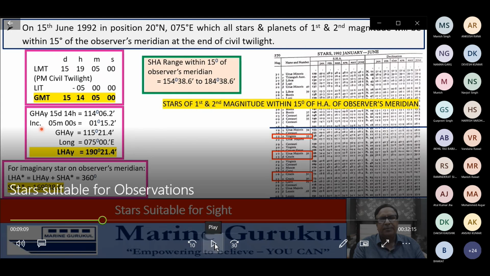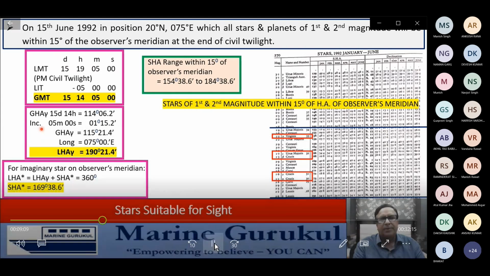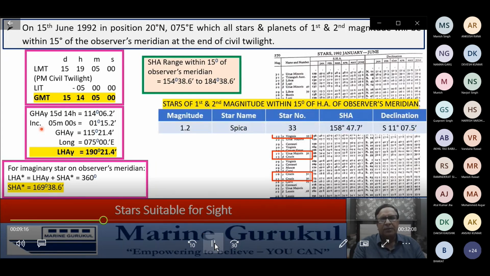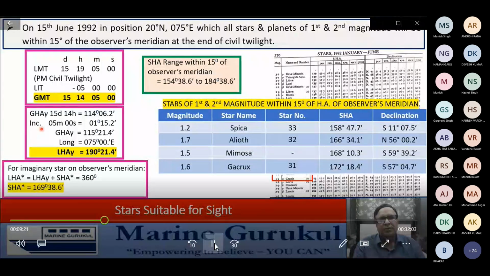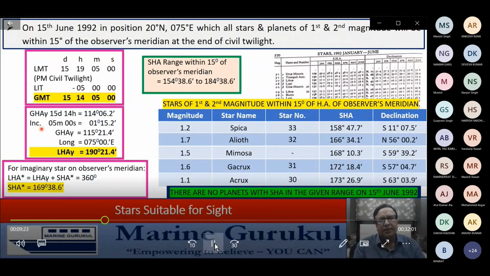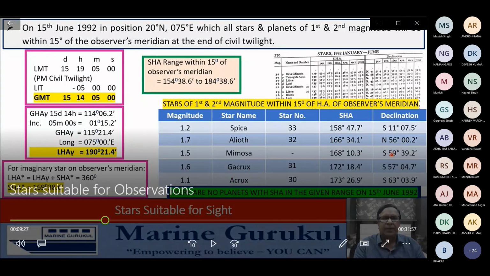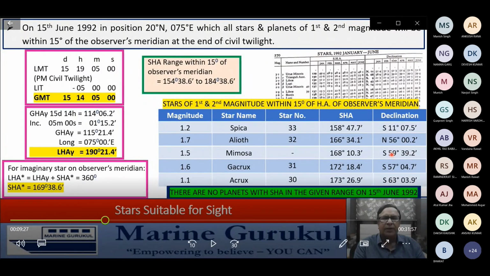Let me list down the stars in magnitude within 15 degrees of R angle of the observer's meridian. And these stars with English names are then Spica, Elliot, Mimosa, Becrux, and Acrux, together with their SHAs and declination. Okay, so are these the stars, beta? Yes. Yes, sir. Okay, all right.